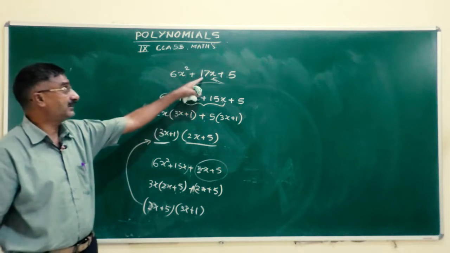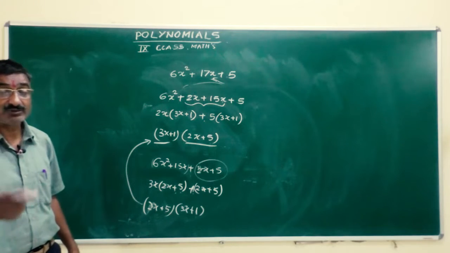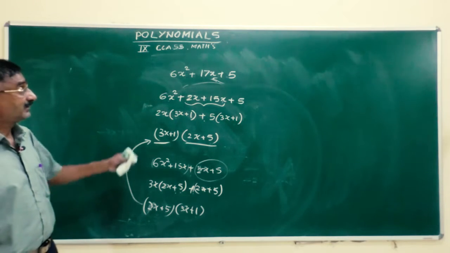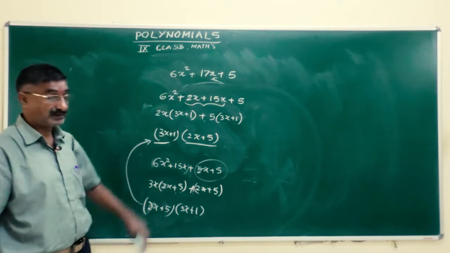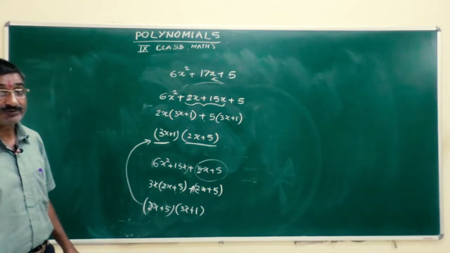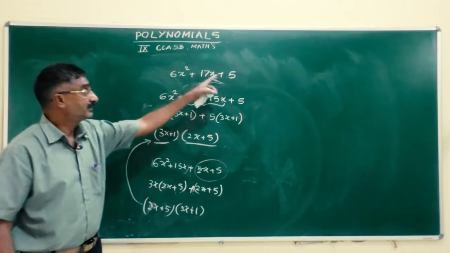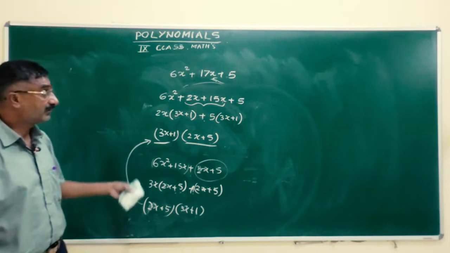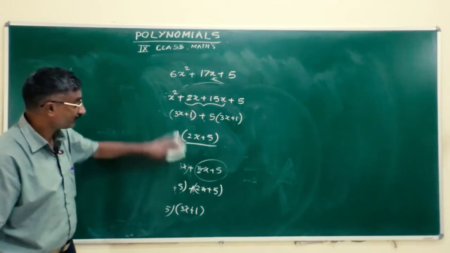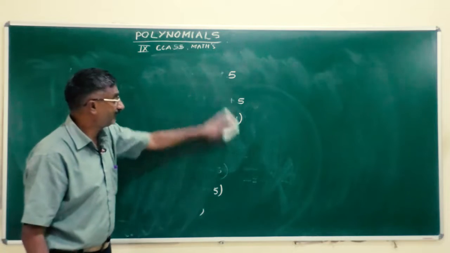But the 17 must be the sum of such two numbers, they must be equal to 17, and the product of those numbers must be equal to 6 into 5, that is equal to 30. So another example we will take.